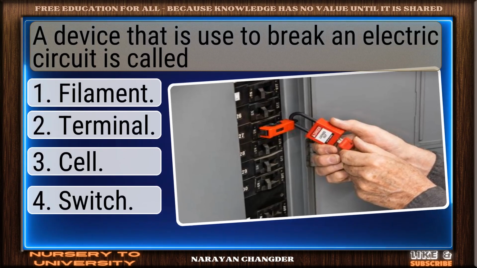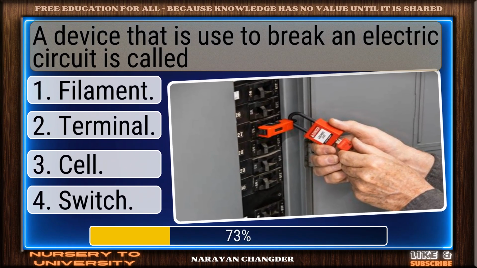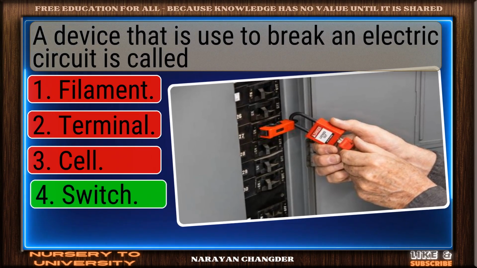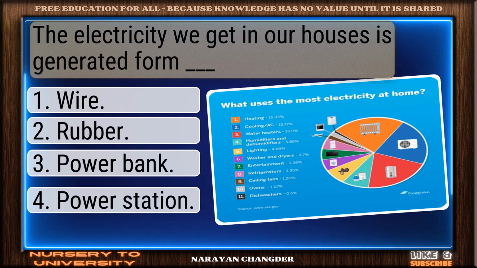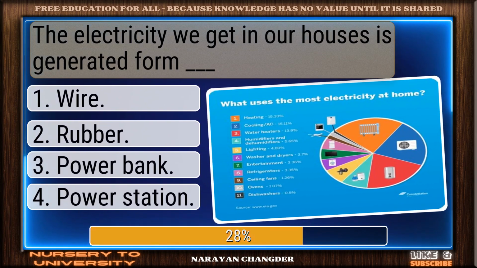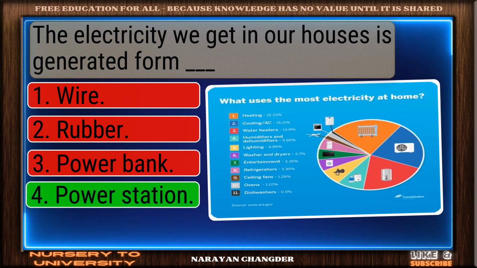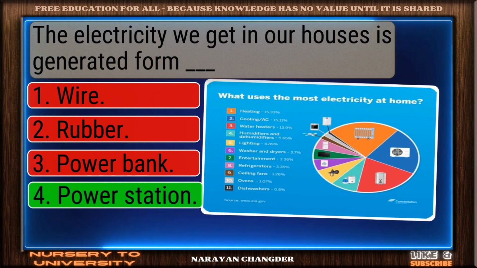A device that is used to break an electric circuit is called. Good job. Your answer switch works well here. The electricity we get in our houses is generated from dash. Perfect. Power station is the correct choice.